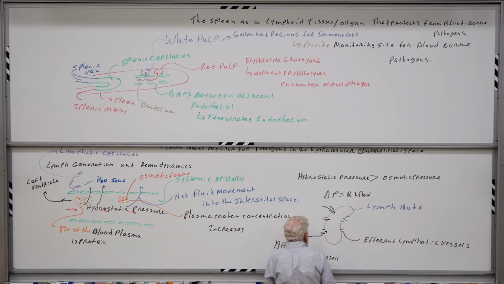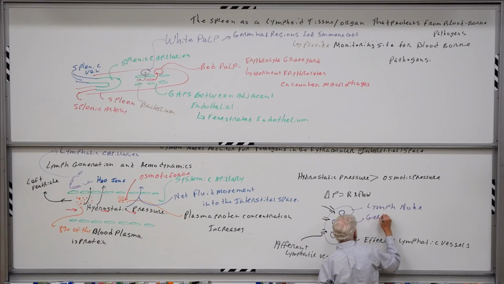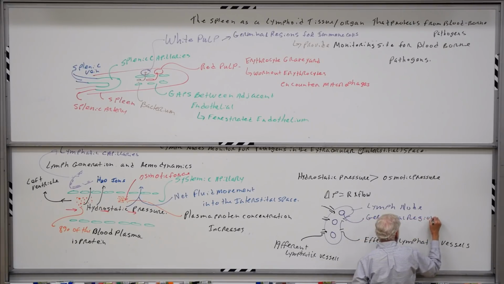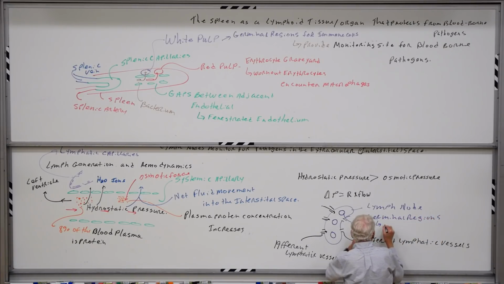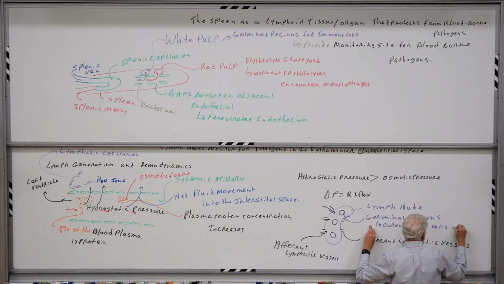But within the lymph node, there are these structures again, and I'll show them as circles, known as the germinal regions. And these germinal regions are really collections of cells of the immune system.